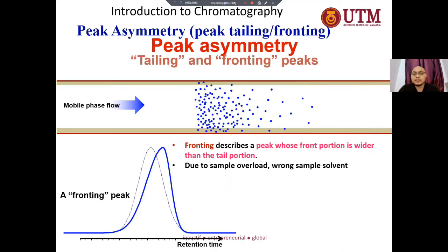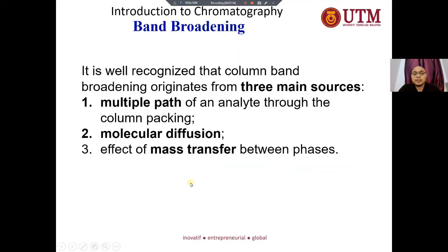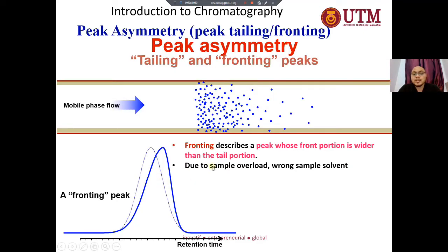The next one is peak fronting. Peak fronting describes a peak whose front portion is wider than the tail portion, or you can say the front portion of the peak area is much larger compared to the tail portion. As long as you can explain the peak shape, if the question is asked, it can be accepted. Most of it is due to sample overload or the wrong sample solvent.